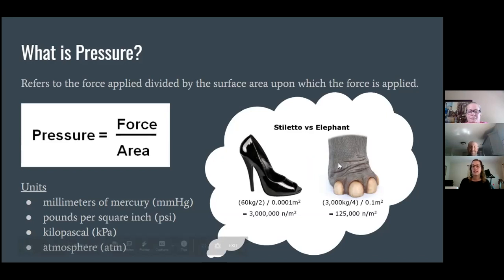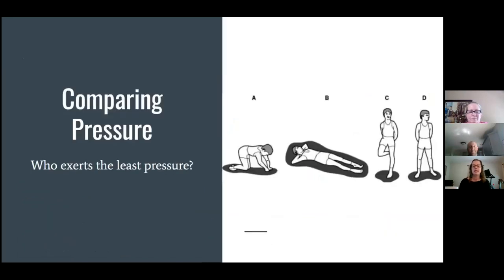Take into consideration that an elephant has 4 very large feet, so it covers a lot bigger surface area. Even though that elephant weighs a lot more and has a greater force, the pressure exerted is a lot less. We're going to look at a couple of examples to help you see the difference. The first example is who exerts the least pressure. Take a look at the pictures to the right and answer the question.